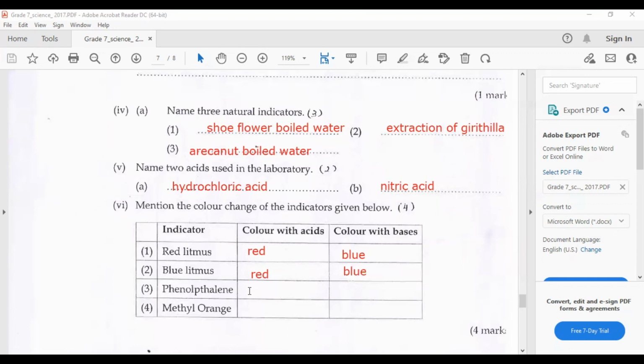With phenolphthalein, acids show colorless, as phenolphthalein is colorless in acids. In bases, phenolphthalein is pink. With acids, methyl orange is red. With bases, methyl orange is yellow.